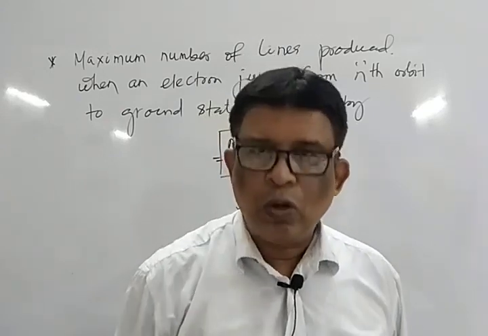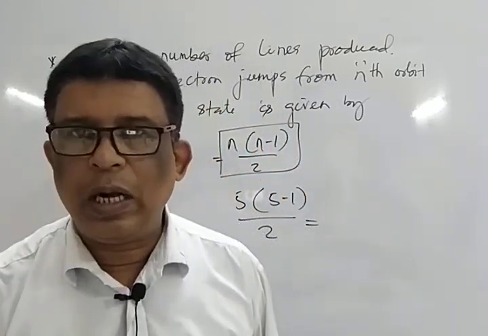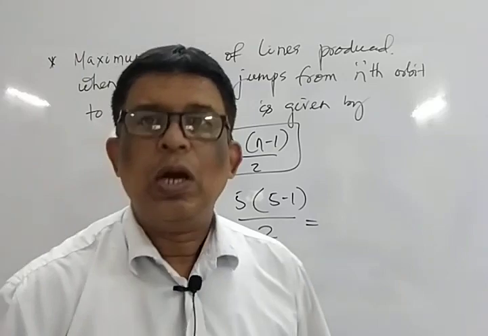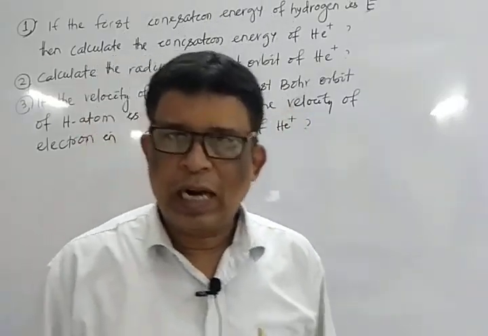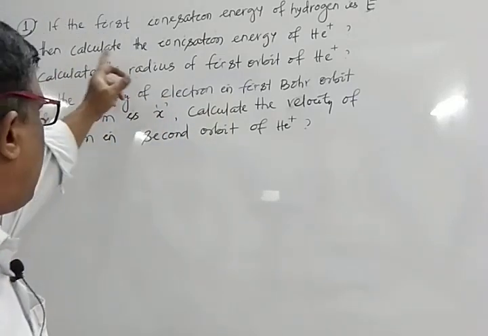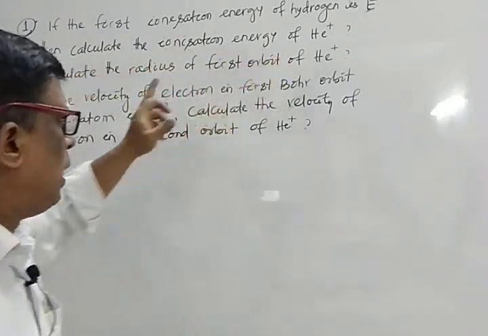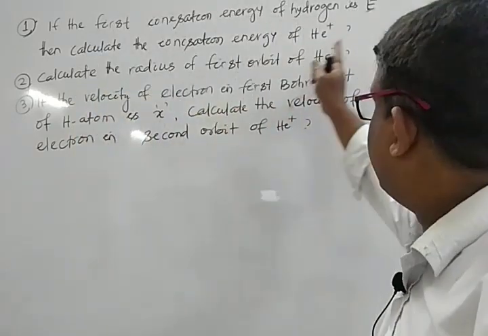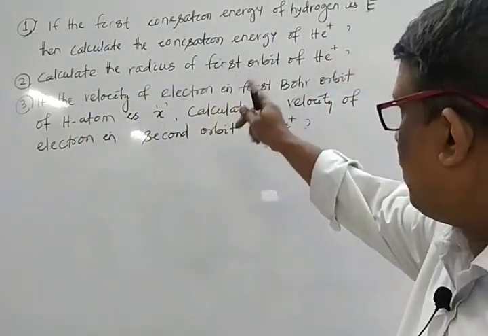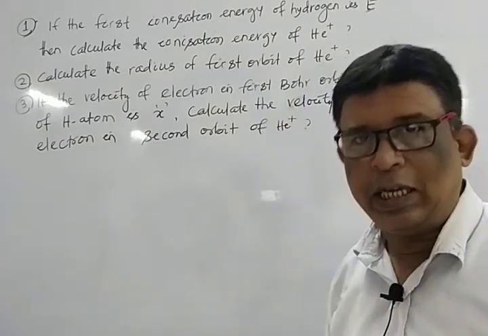These are some outcomes of Bohr's atomic model. Let us apply this concept to solve a number of questions. Mark the question. What are the data given? The first ionization energy of hydrogen is E. Then calculate the ionization energy of He plus.